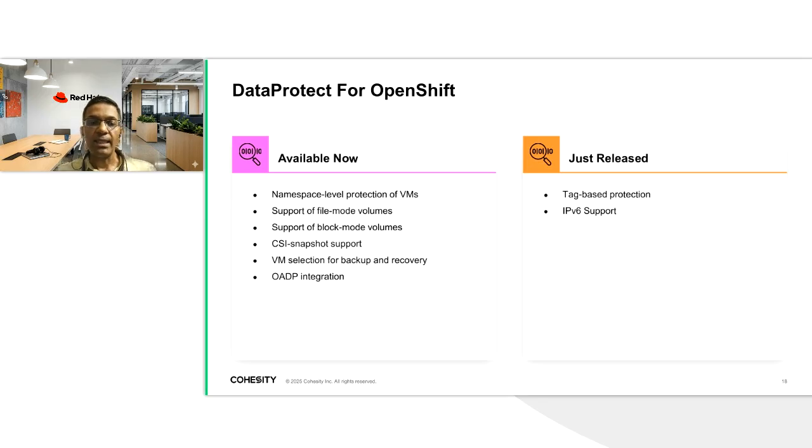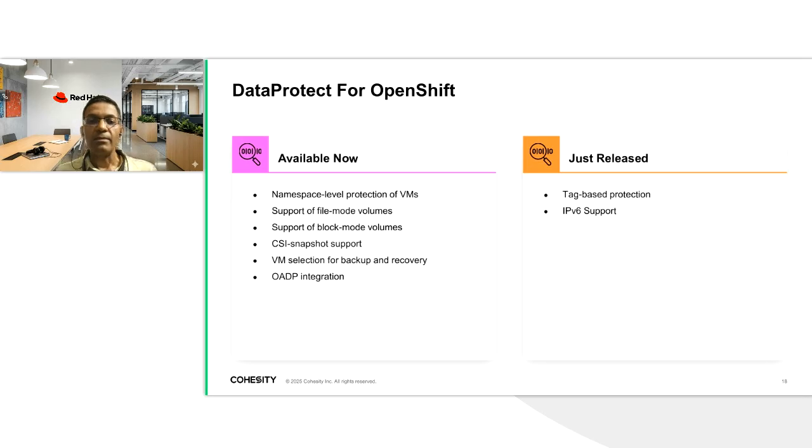Namespace-level protection is obviously a basic requirement, but people want more flexibility than being able to capture everything in one shot. So being able to customize the selection is something that we were asked to look at, and that's something that we've been able to provide as well. So you can choose which particular VMs you want to back up, and then from the backed up set, you can recover the VMs of your choice. And the last line, as I mentioned, is related to OADP for the metadata aspect of the estate.